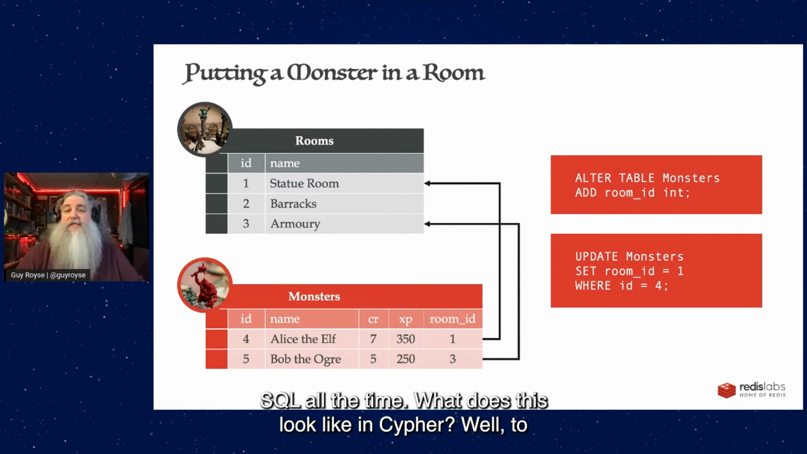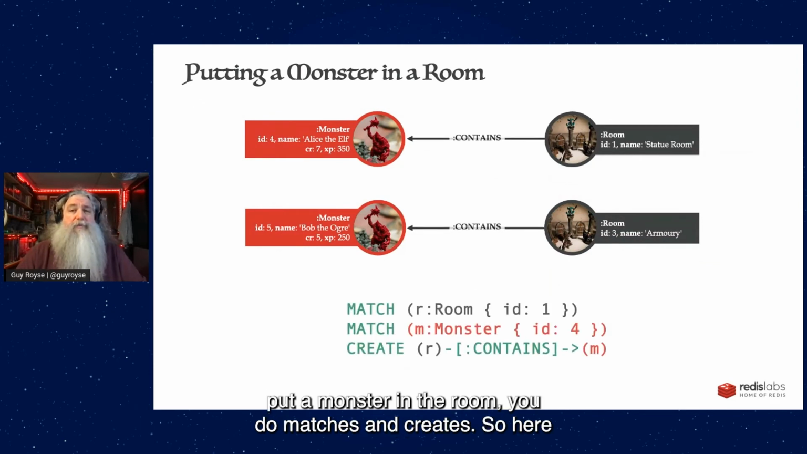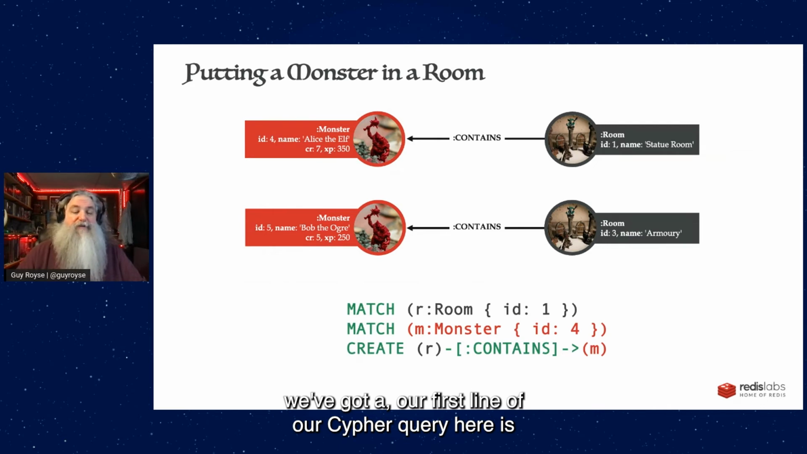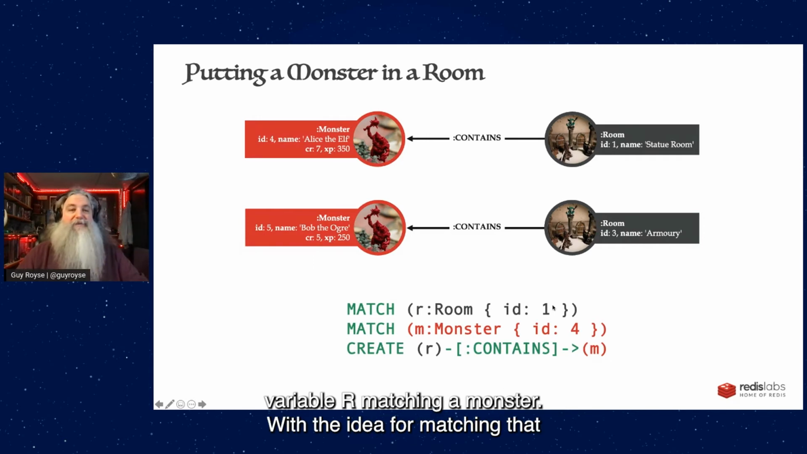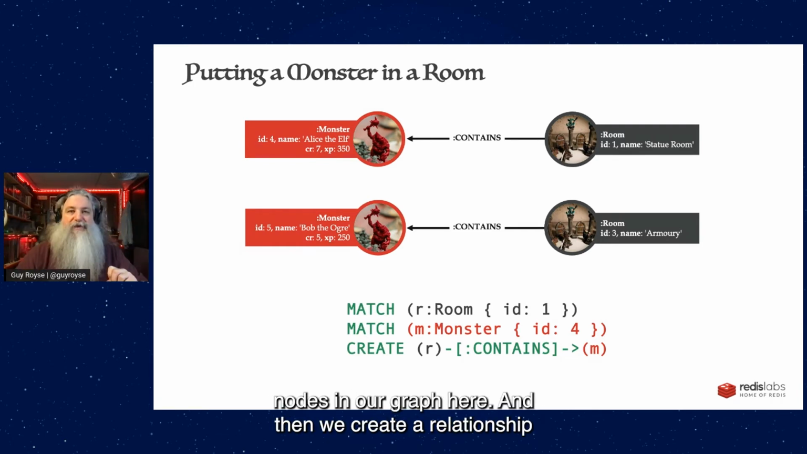What does this look like in Cypher? Well, to put a monster in the room, you do matches and creates. So the first line of our Cypher query is matching a room with an ID of 1, assigning that to the variable R, matching a monster with the ID of 4 and assigning that to the variable M. Now we have 2 nodes in our graph.